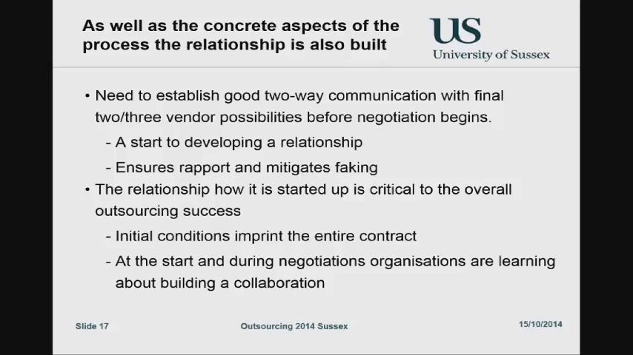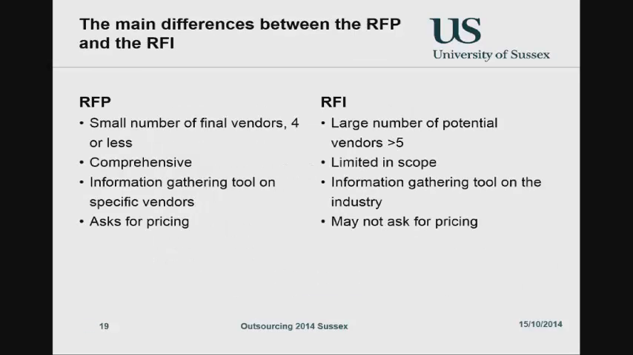At the start and during negotiations, all of this phase, they're learning about each other. They're learning about, as an organisation, as working as a team. And this is quite important to ensure outsource success. Just the main differences between an RFP and RFI, just to get us all on the same page. Now, a request for a proposal, typically, request for information, sorry, I'll start on the right-hand side. Typically, large number of potential vendors. In outsourcing, for me, large is greater than 5.